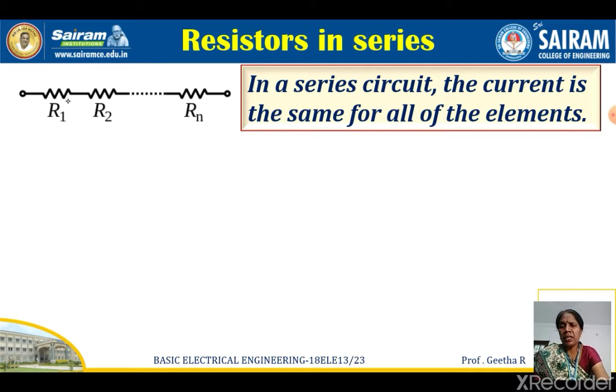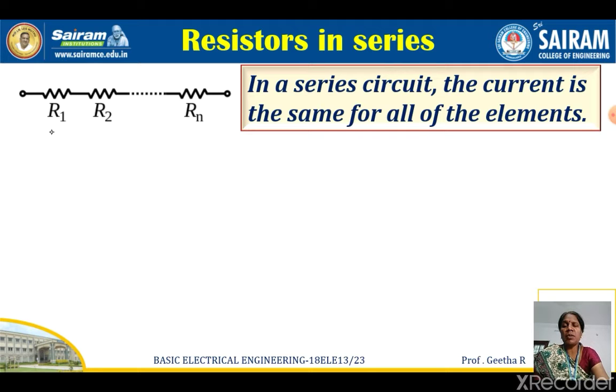Then the drop across R1 will be I into R1. The drop across R2 will be I into R2. Similarly, the drop across Rn is equal to I into Rn. So in a series circuit, the current is same for all the elements because there is only one path for the current to flow. So the current will be same.